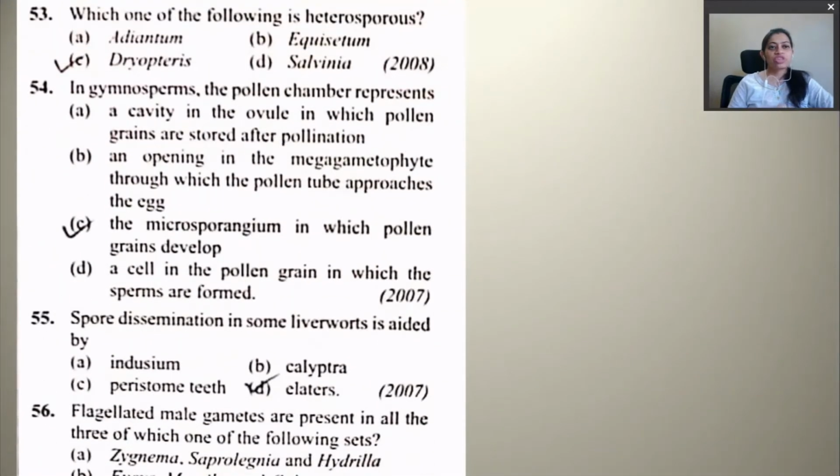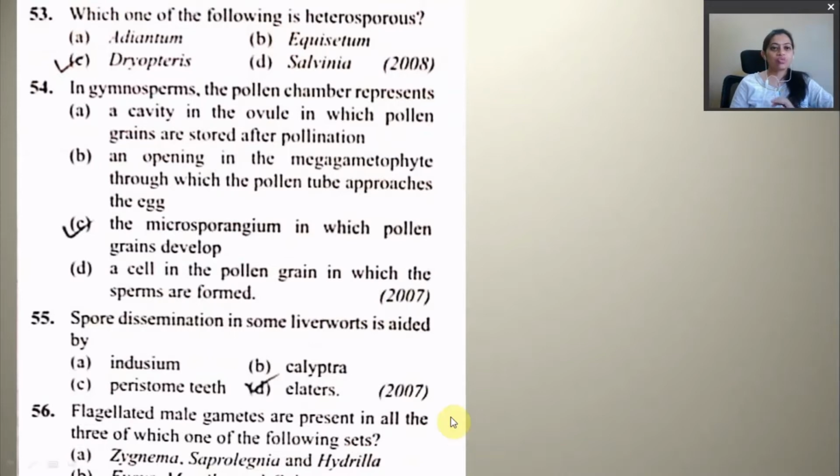So number 53, which one of the following is heterosporous? Adiantum, Equisetum, Pteris and Salvinia. So just remember the examples and which group they belong to. Now then you will definitely answer this type of question. So the right option is 53C, Salvinia.